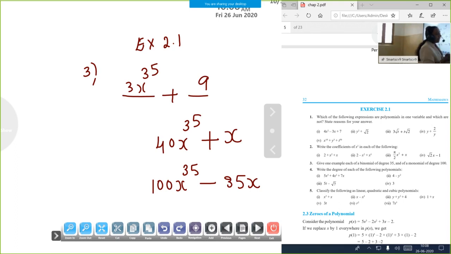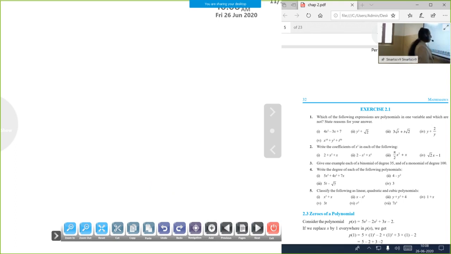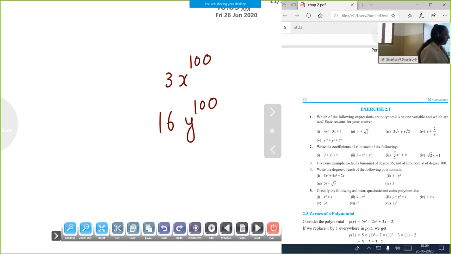Together, there is one more term, a monomial of degree 100. You need to write a monomial. Monomial means only one term, and its degree is 100. One example: 3x raised to 100. It is a monomial, there is only one term, and its degree is 100. Another example: 16y raised to 100. That's also a monomial of degree 100. Okay, children? And next one.